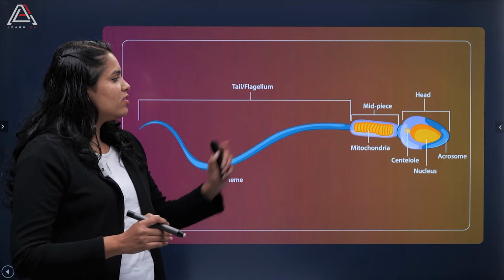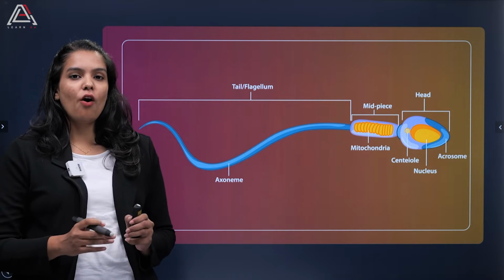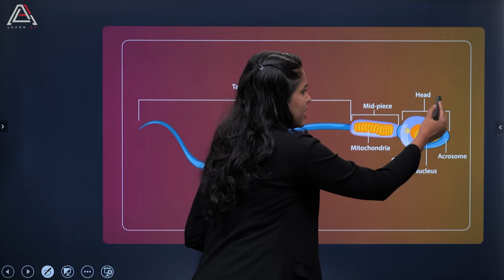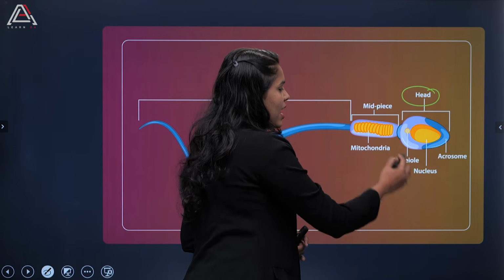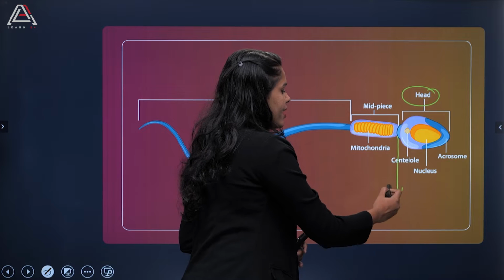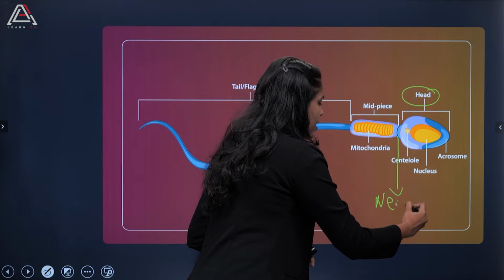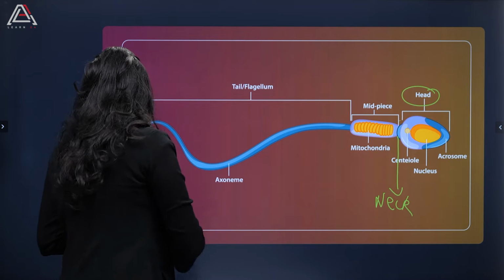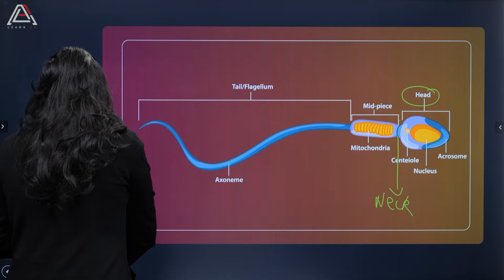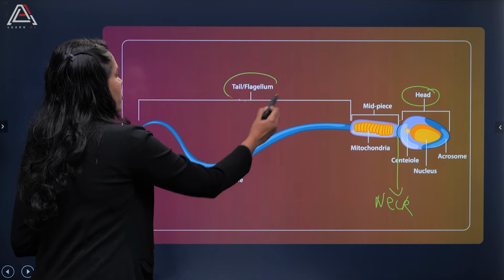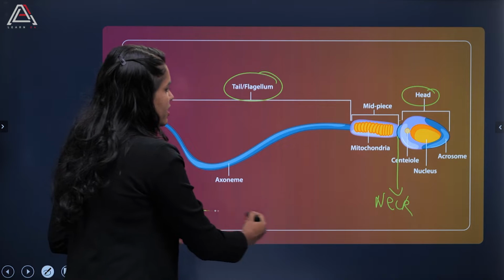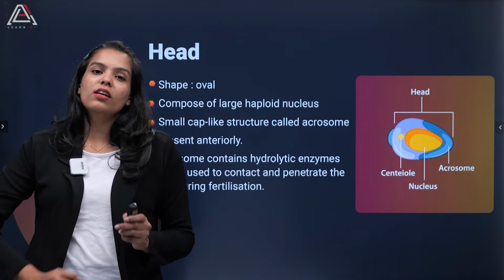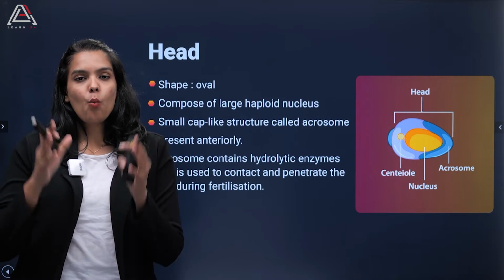Let's see the structure of the entire sperm first. Here you can see this entire structure is the head, and here this is the neck, and then this is the middle piece, and then here you can see the tail, or you can call it flagellum. This entire structure is the tail. Now let's talk about each of them one by one.